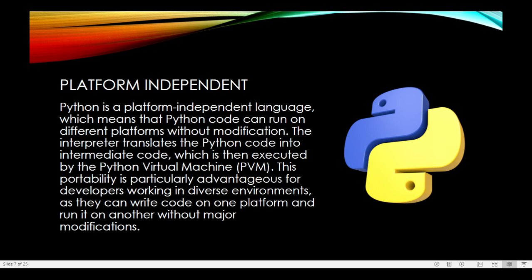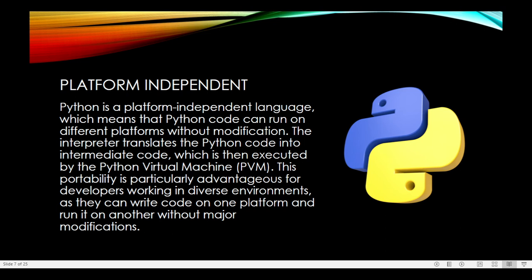So we also have platform independence. Python is a platform independent language, which means that Python code can run on different platforms without any modification. The interpreter translates the Python code into intermediate code, which is then executed by the Python virtual machine. This portability is particularly advantageous for developers working in diverse environments, as they can write code on one platform and run it on another platform without any major modification that you have to make. All you need to put in place in the environment is just the Python interpreter. If you can have the Python interpreter in that environment, the environment will run Python effectively.